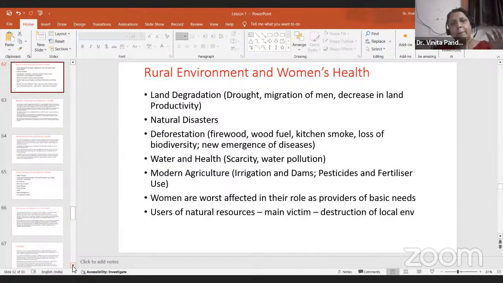Now, what kind of natural environment is prevailing in villages, in rural areas? What kind of socio-economic, cultural, and psychological environment is prevailing in villages? All these things influence women's health directly and indirectly. Let me give you one or two examples and then we will proceed with our discussion.